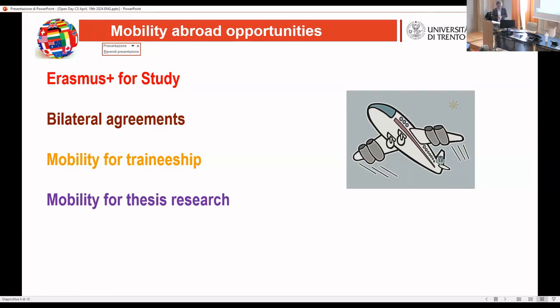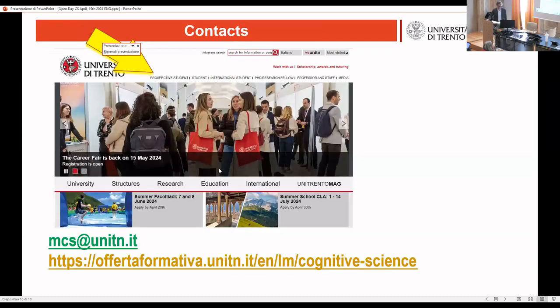And then 2 very interesting programs: mobility for traineeship and mobility for thesis research, for students to spend up to 6 months in case of traineeship, or 3 months in case of thesis research, doing an internship or carrying out thesis research abroad at one institution chosen by students themselves.